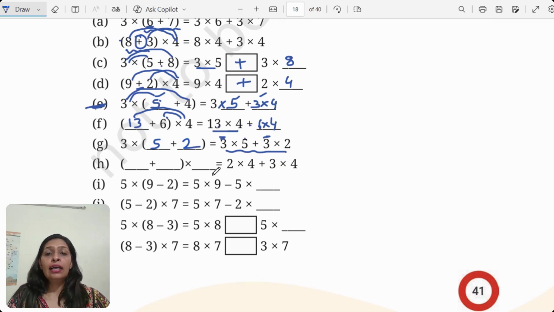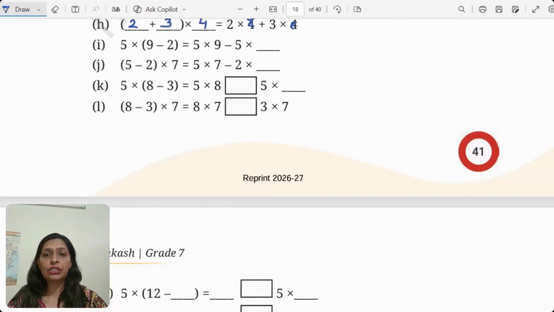Now here all the numbers are missing. So how do we choose which number should come out of the bracket? Out of the bracket will always be the number which is common. Common means same. So if I say 2 multiplied by 4 and 3 multiplied by 4, which number is coming in both the terms? It is 4. So 4 will come outside the bracket. And once 4 has gone, what is left? Here we are left with 2, and here 3. So this is the way we have to do these kinds of questions.